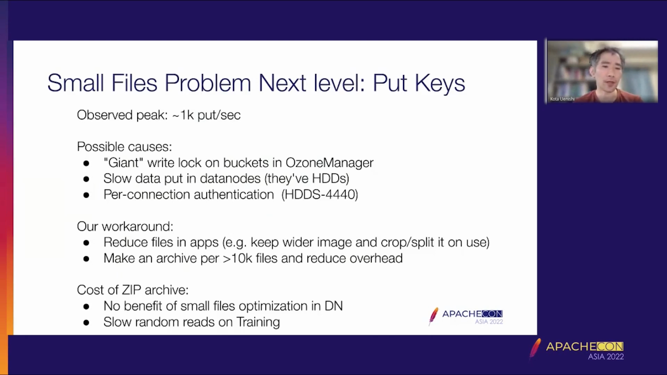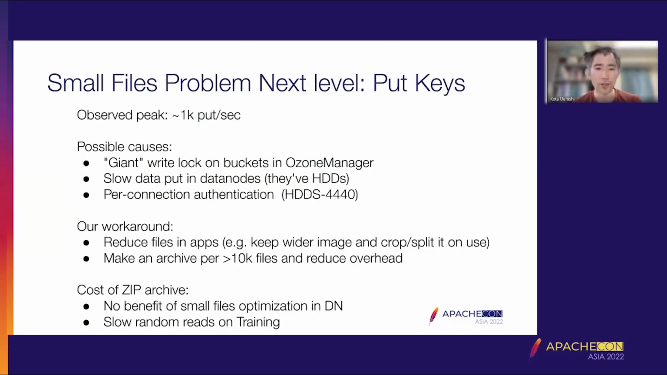And our workaround for such a huge amount of putting keys is to just reuse files in the application. This is done by our internal users, like keeping a wider image and not cutting those images down to pieces. Also, a more general workaround is to make an archive of 10,000 or 100,000 files as a single zip image, and reduce metadata overhead in the Ozone manager. Then we'll be able to virtually put more images per second than we had. The cost of having an archive is that we can't get the benefit of the small files optimization we have elsewhere in Ozone.